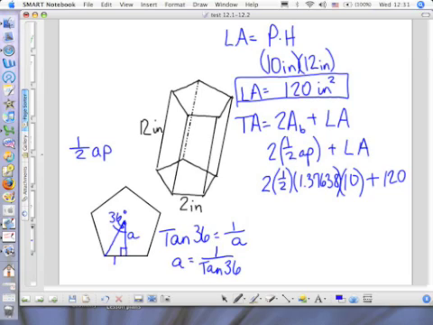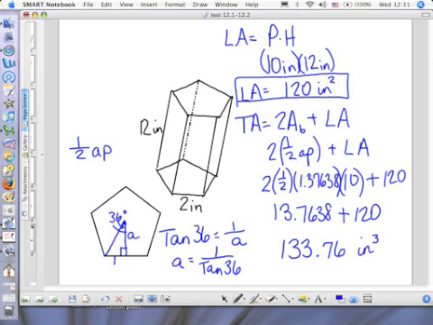Okay? So now we're just going to multiply all this stuff out. Well, 2 times 1/2 is 1, correct? So basically it's 10 times that big old decimal. So I'm just moving my decimal point over once. So I have 13.7638 plus 120. And we're going to round to the nearest hundredth. And that's what you're going to do tomorrow also, the nearest hundredth. Excuse me, squared.